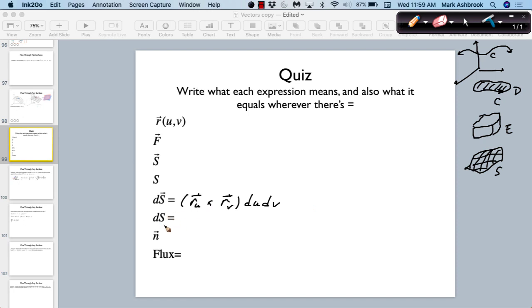So then what's just dS? The magnitude of the cross product, times du dv. Let's say the magnitude of r_u cross r_v. When we're doing surface area, we're not doing a flux in a vector field, so forget about the vector field. You just have the surface, and if you want to calculate the surface area, you integrate all these area elements over S, and this will give surface area.